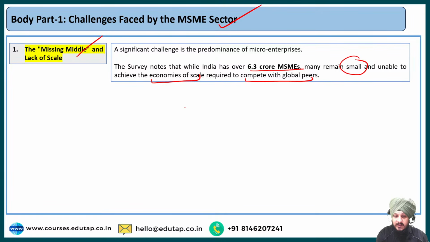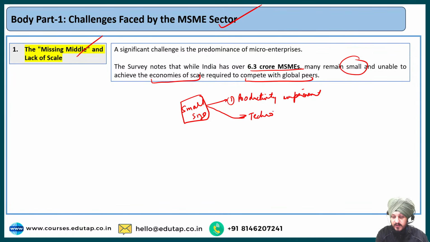Because the point is that if the MSME is of small size, then what is going to happen? Due to this, it is going to limit its productivity improvements. Apart from that, because of the small size, it is going to face hurdles with respect to technological adoption also, right? I will talk about this point later on. This is point number 3. We will talk about it, right?